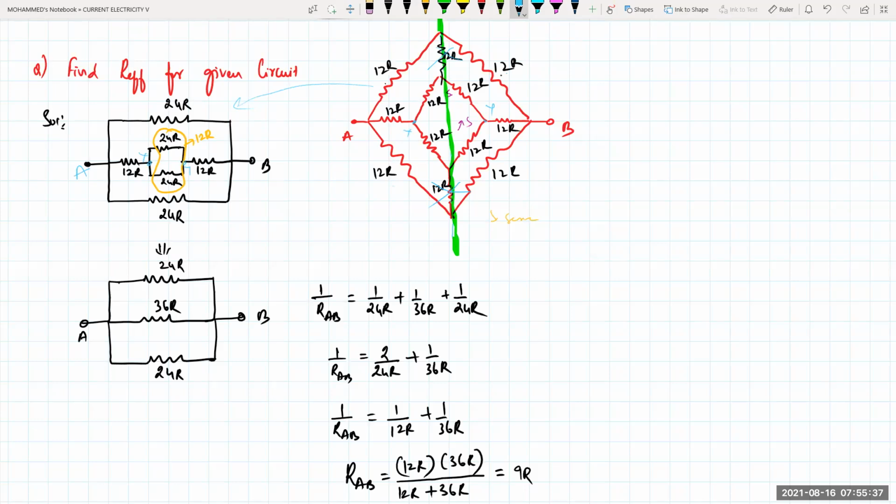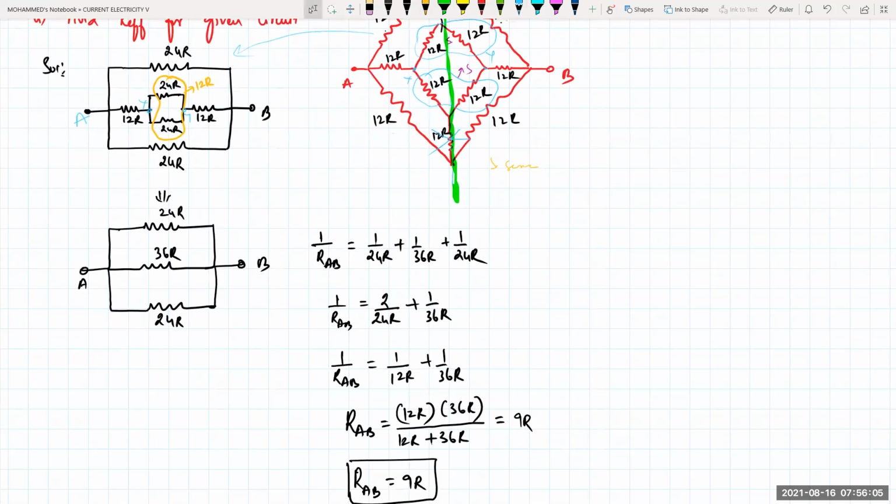But between X and Y, this 12R will be again which combination, beta? Series, that is 24R. This one is 12R and this is 12R. That is how much again? 24R. Isn't it? So 12R in which combination? Parallel. So 24 divided by 2, that will be 12R. So middle one is completely 12R, 12R, 12R, 36. Above one is 24, below one is 24.